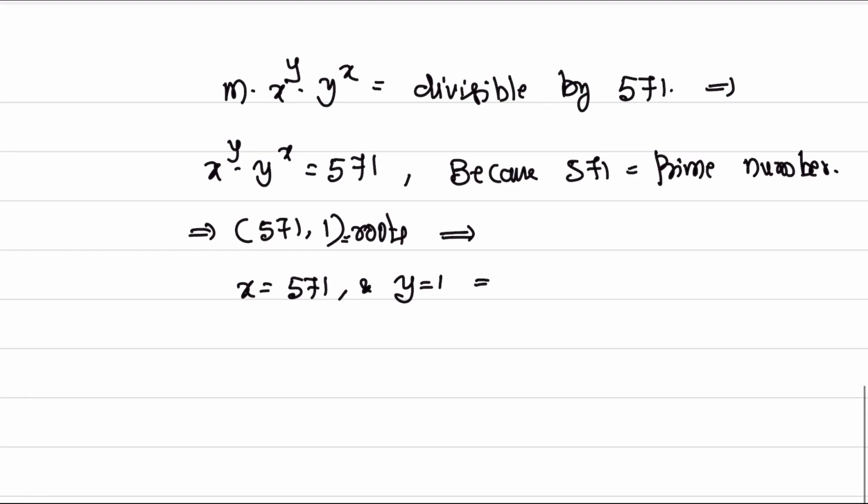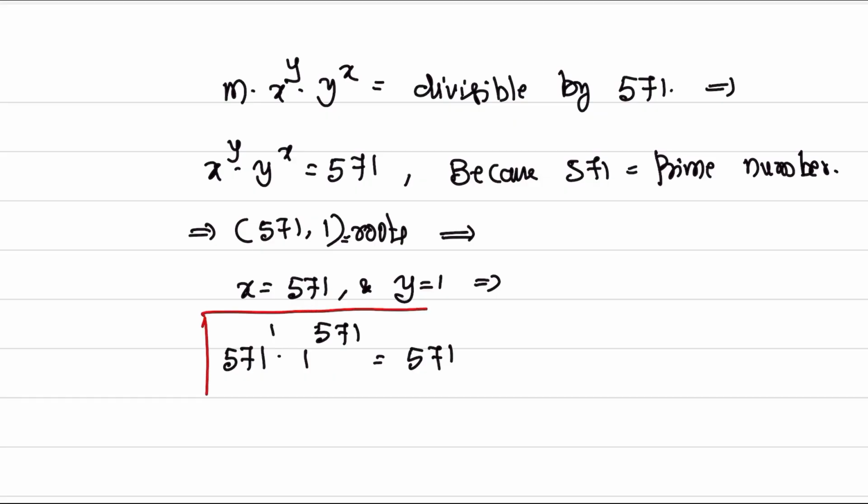Let us apply and see here. 571 to the power of 1 into 1 to the power of 571, that is equal to 571. Just see. That means I can safely take x is equal to 571, y is equal to 1. X and y we have got.